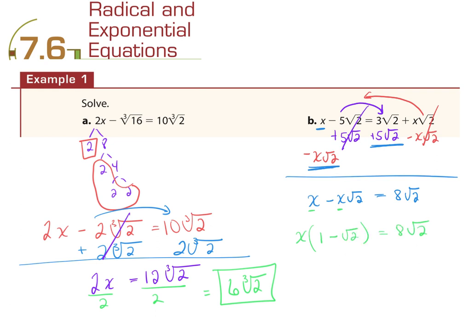All right? And now between these two is just multiplication. So I'm going to divide both sides by this entire group. I'm going to take that group and divide both sides by the group. All right? So I'm going to divide this side by 1 minus the square root of 2 and this side by 1 minus the square root of 2. It will cancel here.